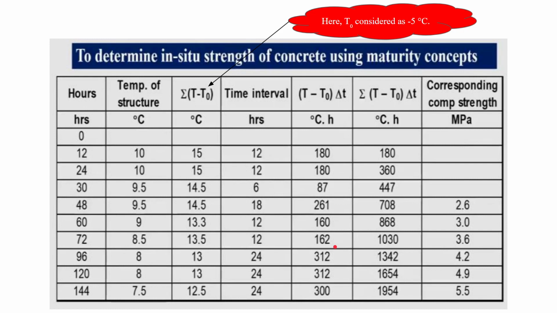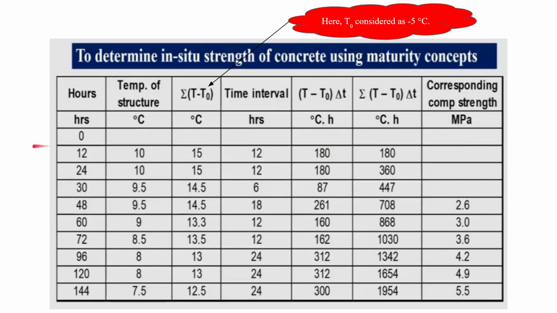Here there is a table with various values of how the compressive strength depends on the maturity factor and its parameters, namely the hours, the T minus T0 value, and the time interval. All those factors have been tabulated here for determining the in situ strength of concrete. Here, you can see the T0 value is minus 5, not minus 10, so the value is 15, not 20. But if it is not mentioned, we generally consider it to be minus 10. Here, as you can see, it is minus 5.